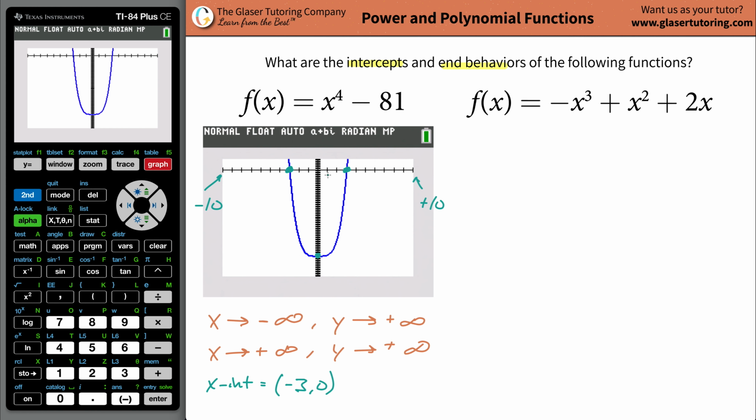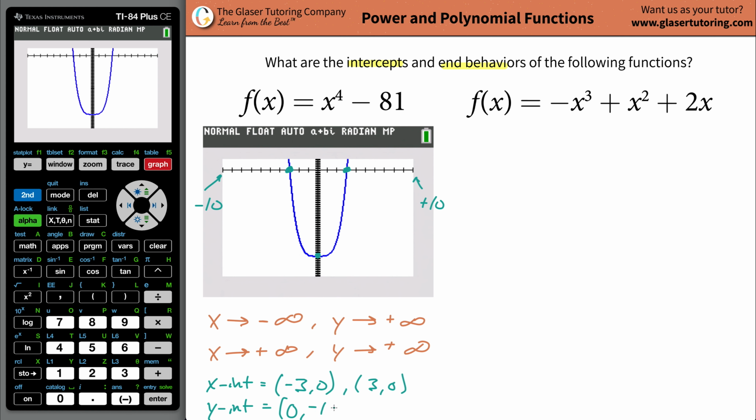And then how about this one? Well, same thing. You can see the symmetry. So the x-coordinate is going to be positive 3, and 0. That takes care of the x-intercepts, but how about the y-intercept? I kind of gave you a hint already that it was going to be negative 81. So it's going to be an x value of 0, because you only have to go all the way down. And this should be negative 81.